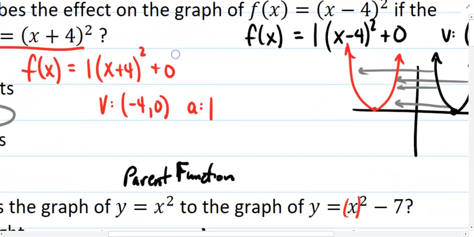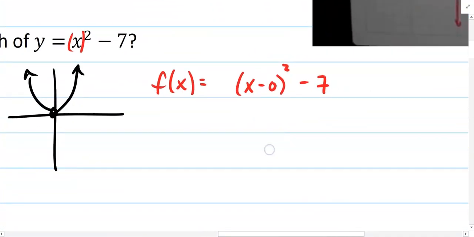I'm going to use the minus sign because it looks more like our original vertex form up here. So we have x minus 0, and the minus 7 is on the outside, so that's going to become our k value, and we have an implied a value of 1. So this tells me that my vertex of this parabola is located at 0, negative 7, and we have an a value of 1.